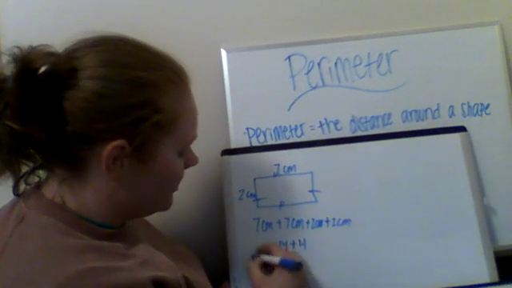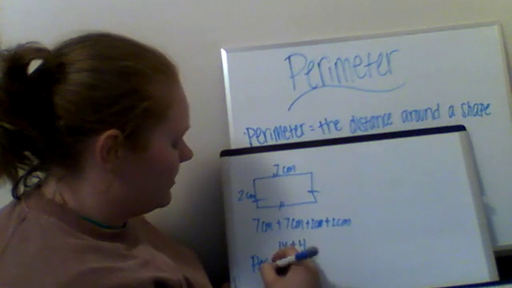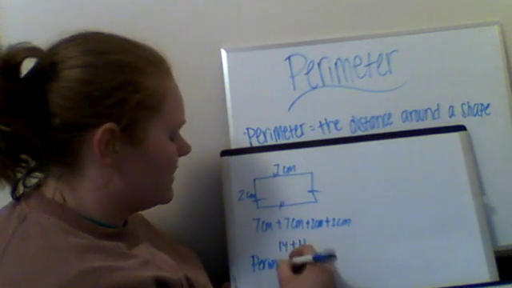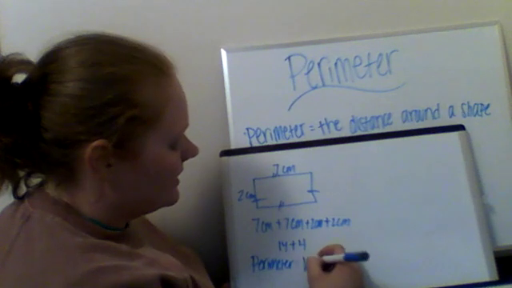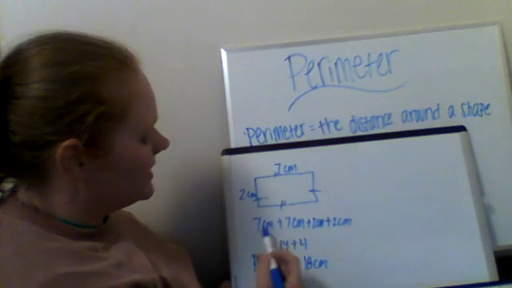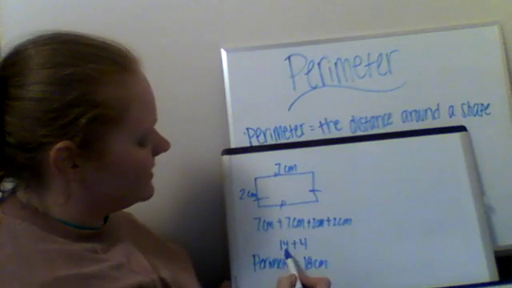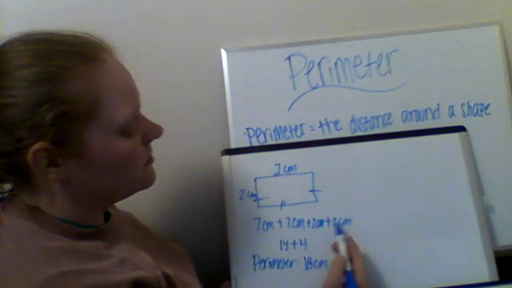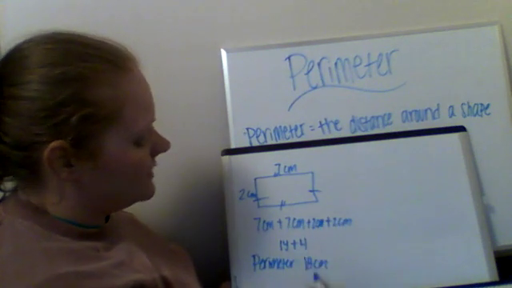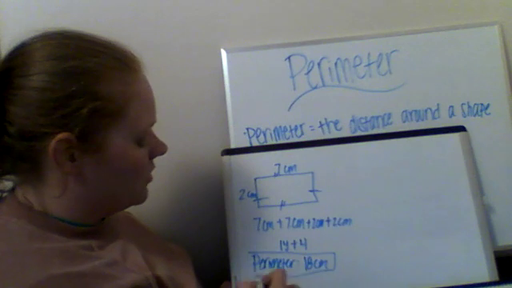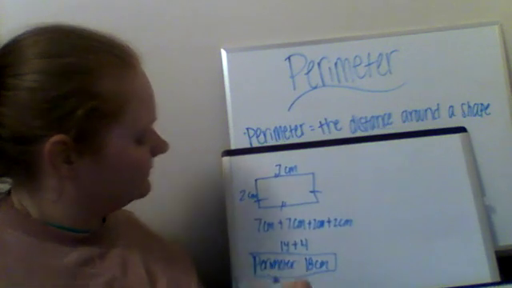So the perimeter of this shape, the shape that I gave you, would be 18 centimeters. I got that because 7 centimeters and 7 centimeters is 14, and 2 centimeters and 2 centimeters are 4. 14 plus 4 is 18. So my answer would be 18.